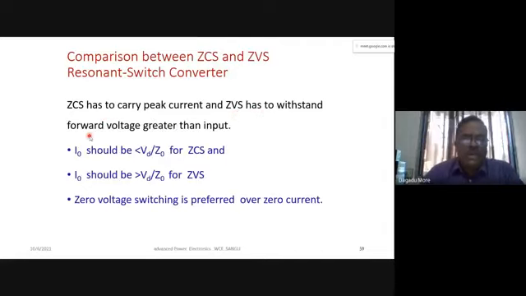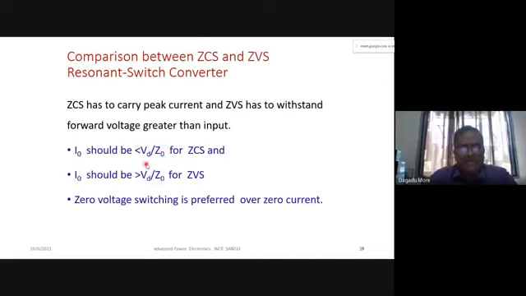ZVS has to withstand a higher forward voltage than the input voltage, whereas zero current switching has to carry a peak current higher than the load current. And here, for proper operation of ZCS and ZVS, I0 is the output current of the circuit, and the output current will be given by VD by Z0.